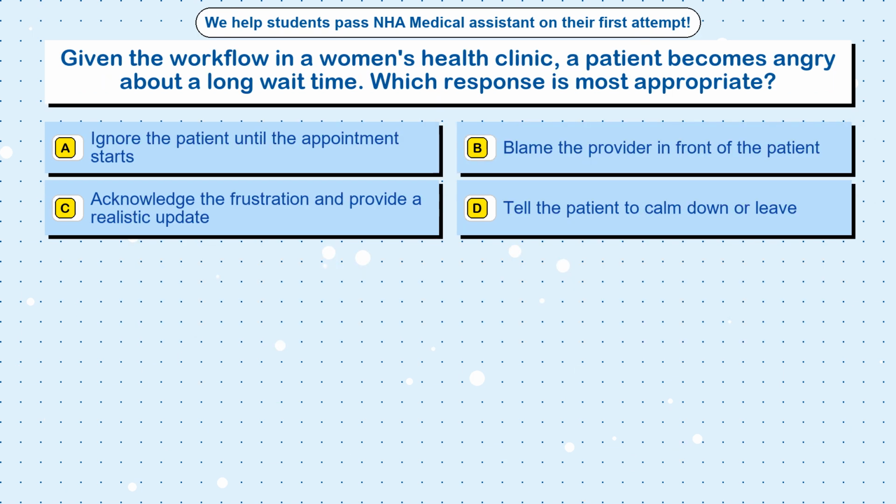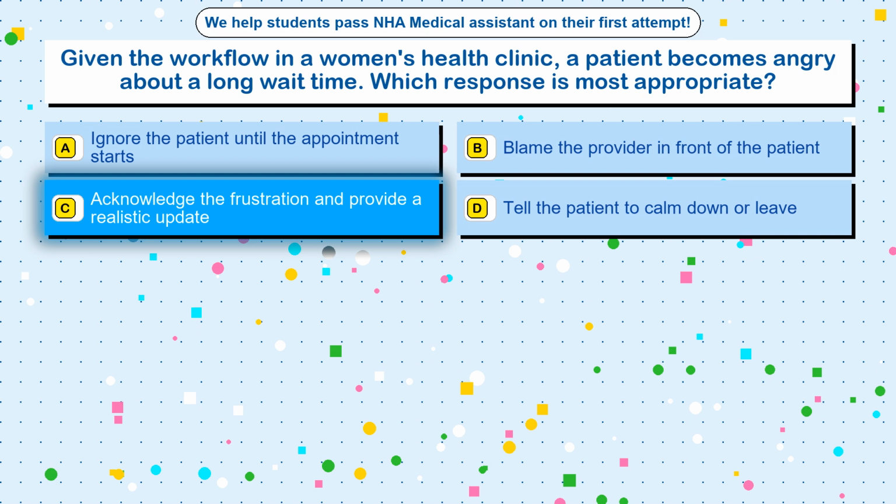Question 28. Given the workflow in a women's health clinic, a patient becomes angry about a long wait time. Which response is most appropriate? Option A. Ignore the patient until the appointment starts. Option B. Blame the provider in front of the patient. Option C. Acknowledge the frustration and provide a realistic update. Option D. Tell the patient to calm down or leave. The correct answer is option C.